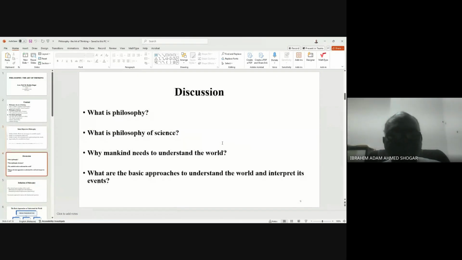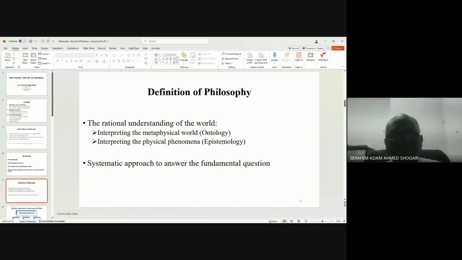The main objective is, what is philosophy? What is the philosophy of science, and why does mankind need to understand the world? These are the basic questions. What are the approaches to understand the world and also to interpret its events? Because right now we want to think. When we think, the tool here is philosophy. So what is philosophy? We will try to see in the next one.